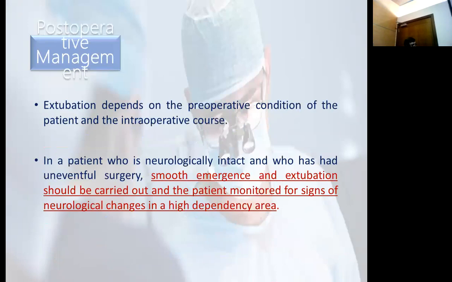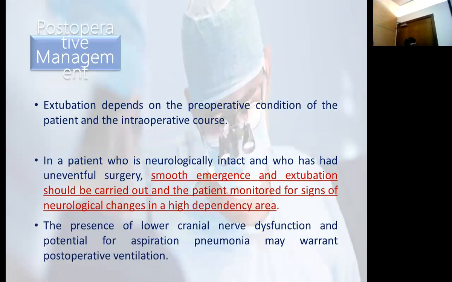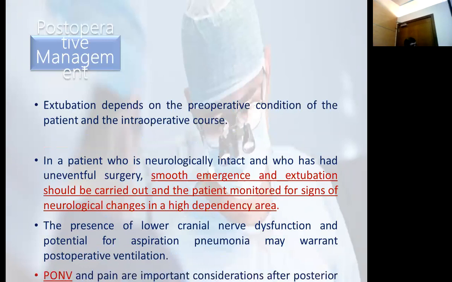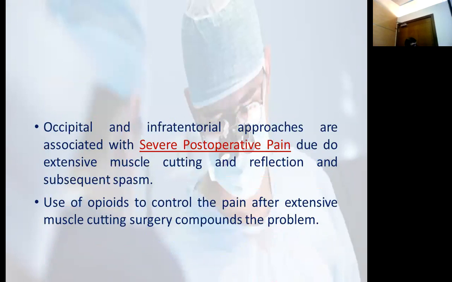Smooth emergence and extubation is a goal of this. Presence of cranial nerve dysfunction and potential for aspiration pneumonia may sometimes necessitate postoperative ventilation, and this is extremely rare. I would guess that less than 20% end up with ventilation, but usually we wake them up on the table immediately. Postoperative nausea and vomiting is quite common in brainstem surgery because there are centers in there, and usually they need some painkillers.